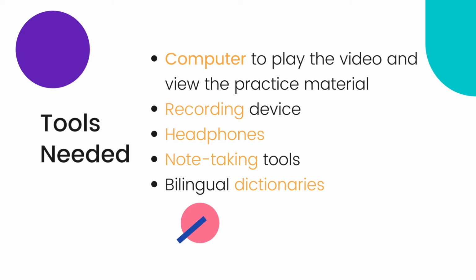You'll need something to record yourself. It can be a phone, tablet, computer, someone else's phone, or of course, a voice recorder if you have one. This is crucial because otherwise you won't be able to review your performance. You'll need headphones. That way, when we get to the simultaneous interpretation part, your voice will be the only voice you hear in the recording. You'll also need tools to take notes for the consecutive part, and you'll need bilingual dictionaries to research terminology.